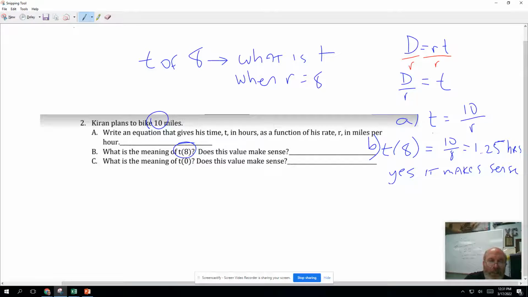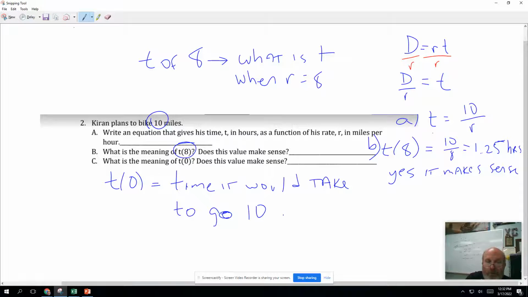What is t of 0? That's the time it would take to go 10 miles if you were going 0 miles per hour. Does that make sense? Doesn't make sense at all, does it?